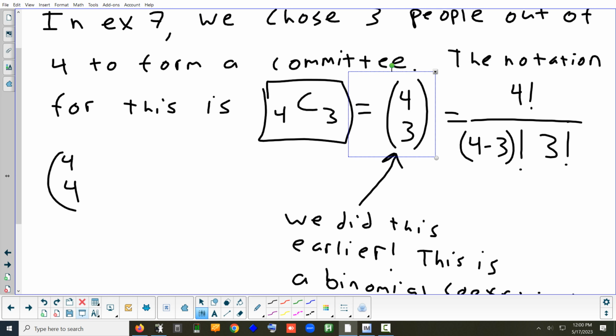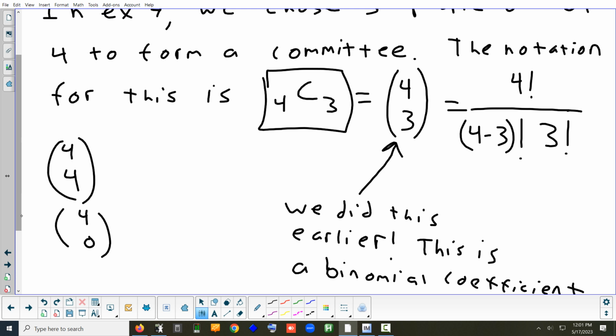How about 4 over 4? What would that be? 1. Because that's the 4th row, last column in Pascal's triangle. And the last column is always a 1. If I had 4 people and I want to choose all 4 of them, well, there's only one way I can do that. I pick all 4. Same with if I had 4 people and I don't want to choose any of them. There's only one way I can do that. Don't pick anybody. Any question on this formula? Okay.